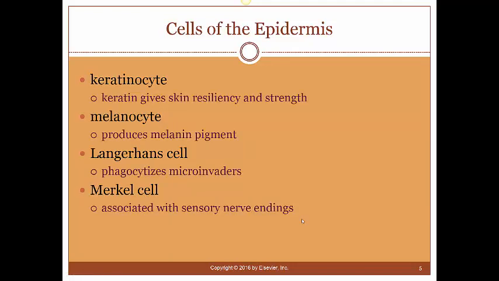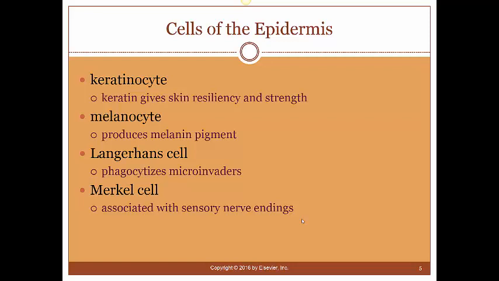So when we look at the cells of the epidermis, the major cell type is the keratinocyte. This cell produces keratin, which gives the skin the rigidity and elasticity that it has on the surface. It gives it a great amount of strength, and it is actually what helps to keep desiccation away because of the keratin that's packed in there. It helps to keep moisture in the body and keep it from evaporating out.